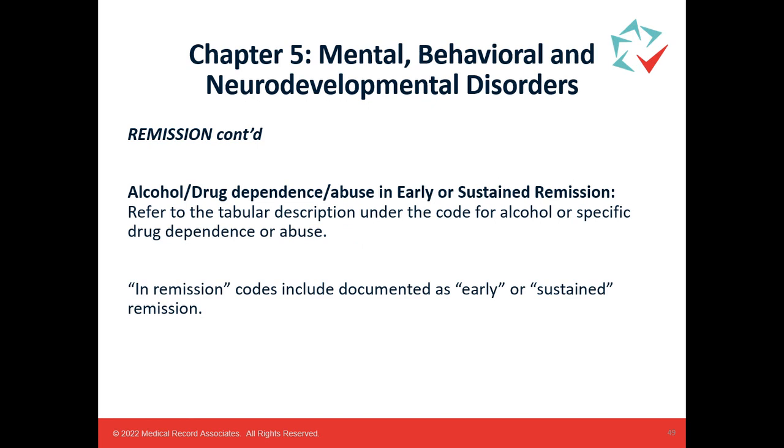So you're going to refer to the tabular description under the code for alcohol or a specific drug dependence or abuse. And again, it only includes early or sustained remission. And this documentation has to come from the provider. It cannot come from nursing or other documentation. Clearly must be based on provider judgment and documentation only.